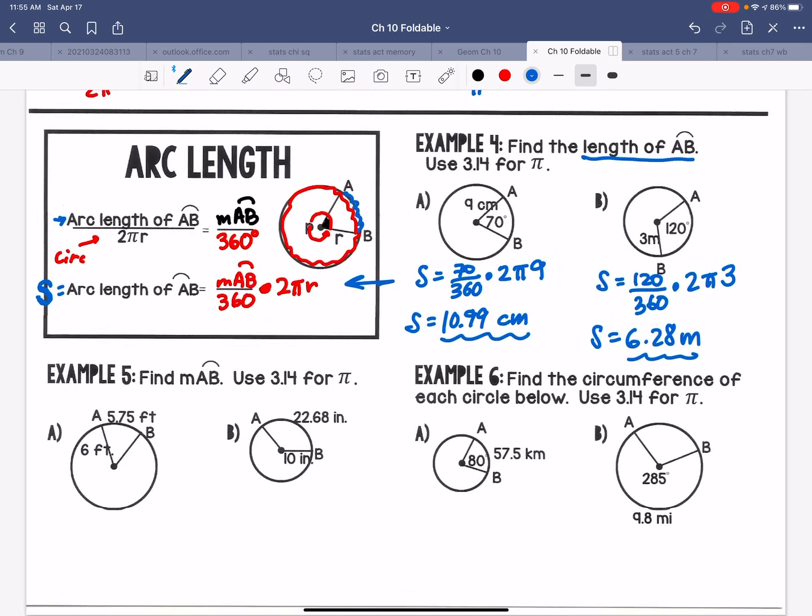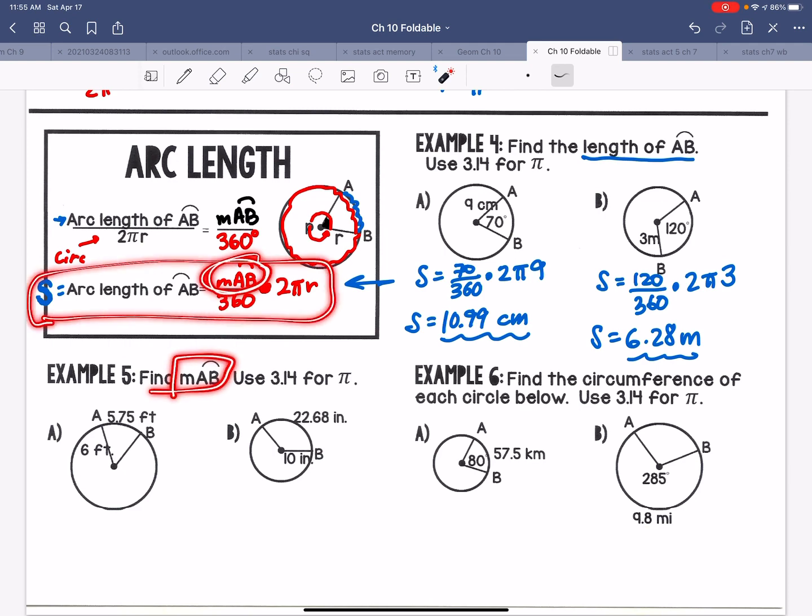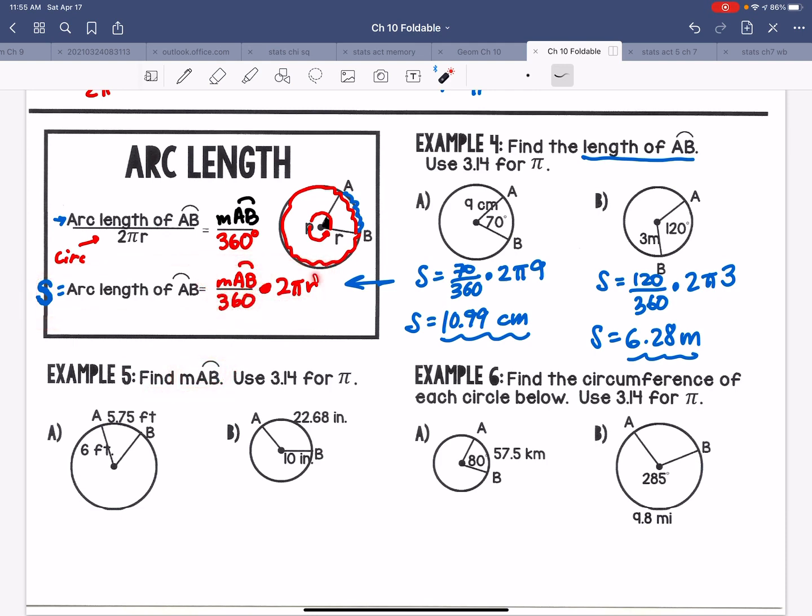So for example 5, now instead of solving for the arc length here, they're asking us to solve for this measurement. So we're going to have to set up this same formula, but then do a little algebra magic, right? Probably move the 360 up here and the 2 pi r down below to get the measure of arc AB by itself. So S, our arc length, is equal to our angle, but that's what we're solving for, the measure of arc AB over 360 times 2 times pi times the radius 6.